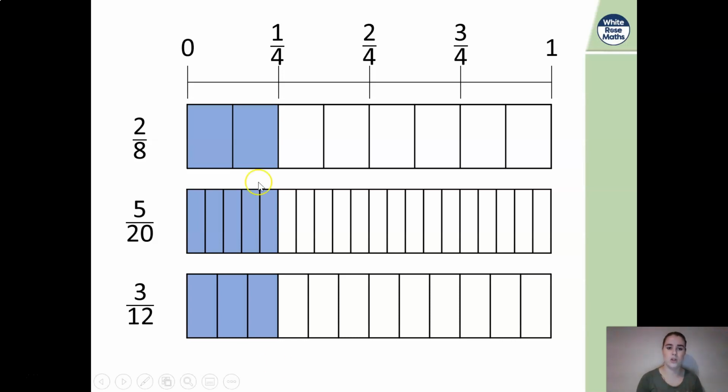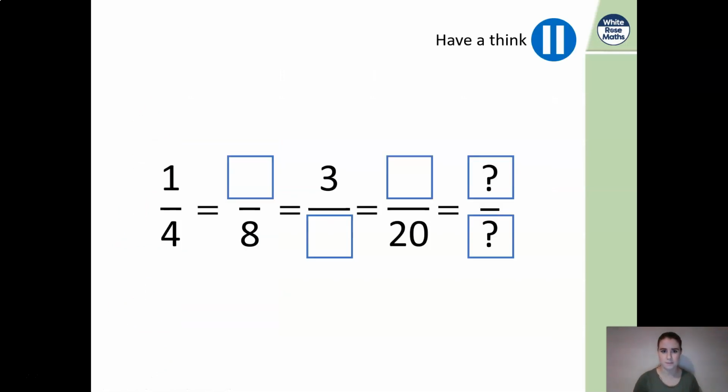So here I can see that 1/4 is equivalent to 2/8, because if I multiply 2 by 4, that would give me 8. Here 5/20 is the same, so if I multiply 5 by 4, that would give me 20. And here I can see 3 is equivalent because 3 multiplied by 4 would give me 12. So if I multiply all of my numerators by 4, it would give me a whole. Therefore, they are all equivalent, so the same as 1/4.